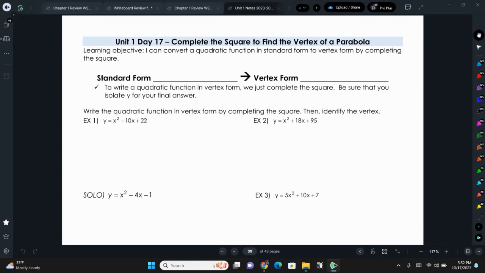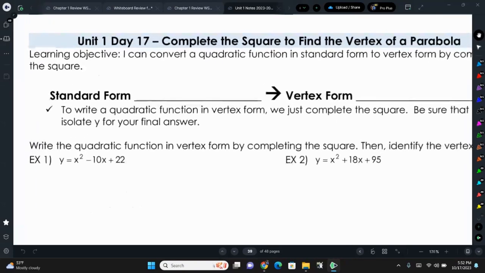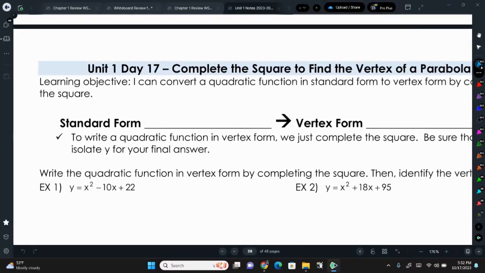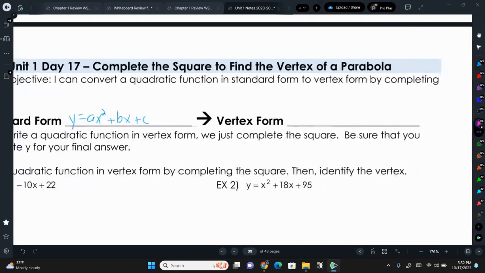What we're going to be doing today is using the completing the square technique to convert our quadratics from standard form into vertex form. Remember, in standard form, we have y equals ax squared plus bx plus c, and your vertex form was y equals a times x minus h squared plus k. And we said that they both have the same a value.